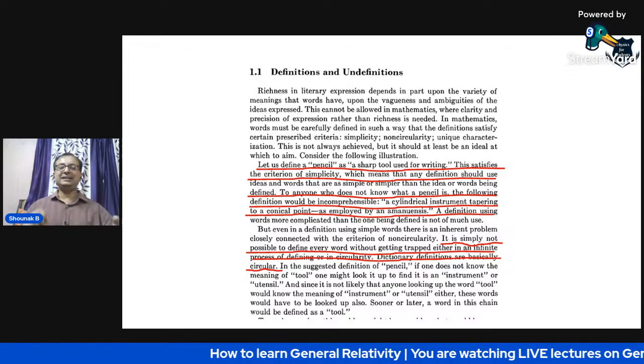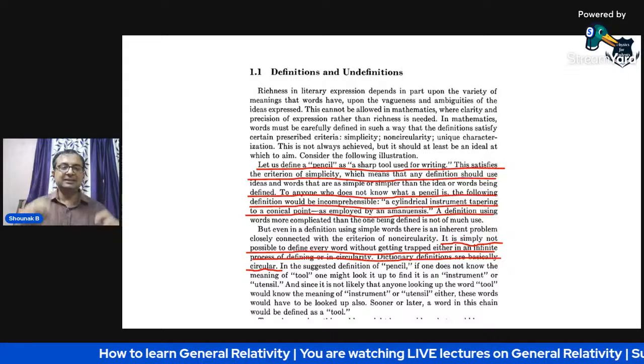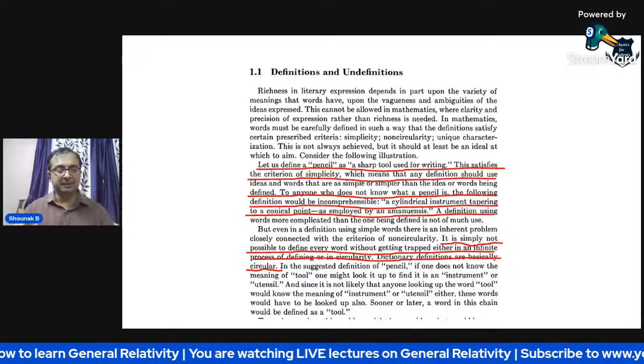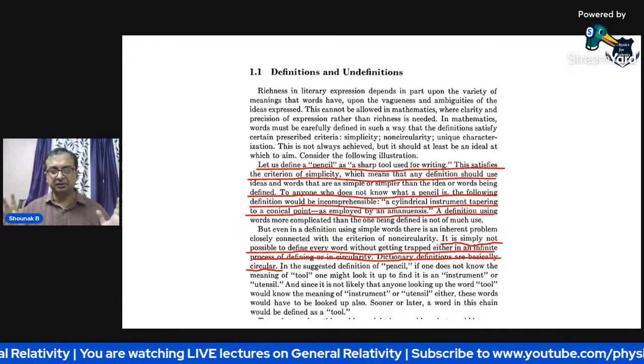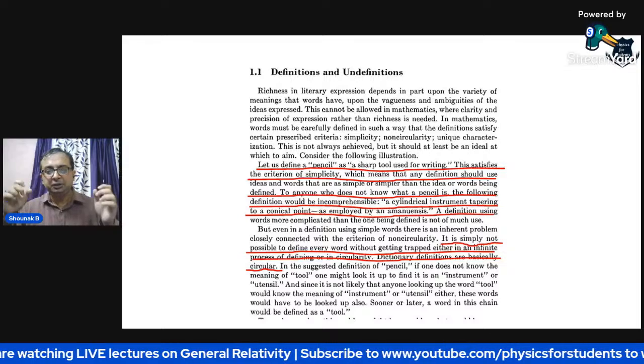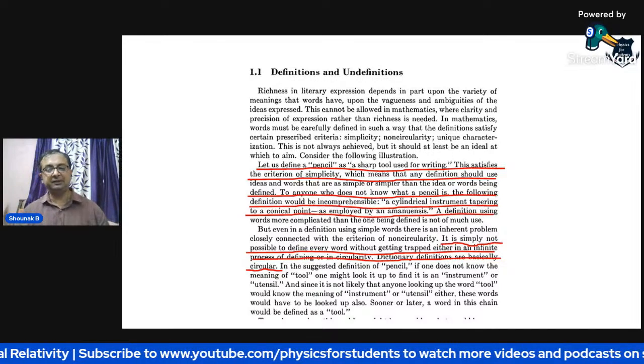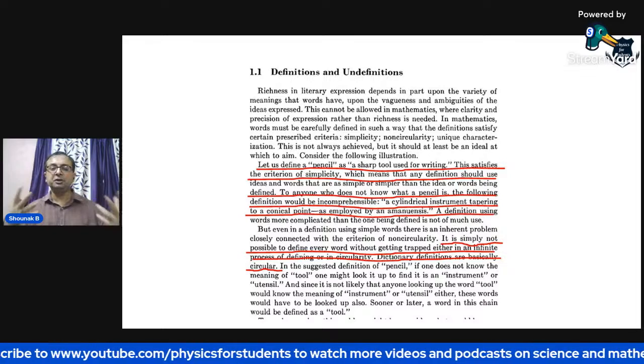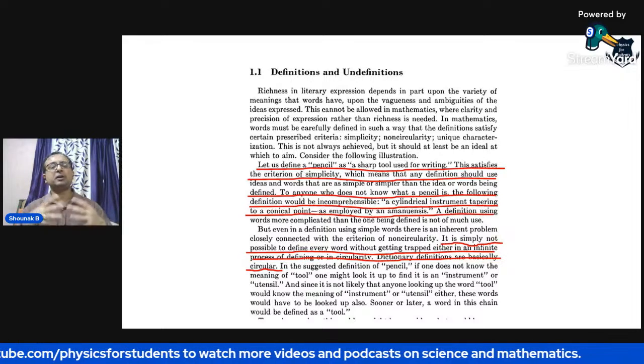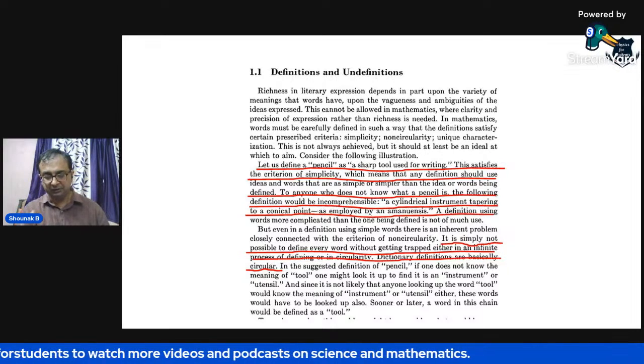So what it is actually telling is that when you define anything in mathematics, anything that you're trying to define, you should be using words simpler than the idea or words being defined. If you try to use words which are so difficult, then people won't understand, and the definition fails. So read the next line.